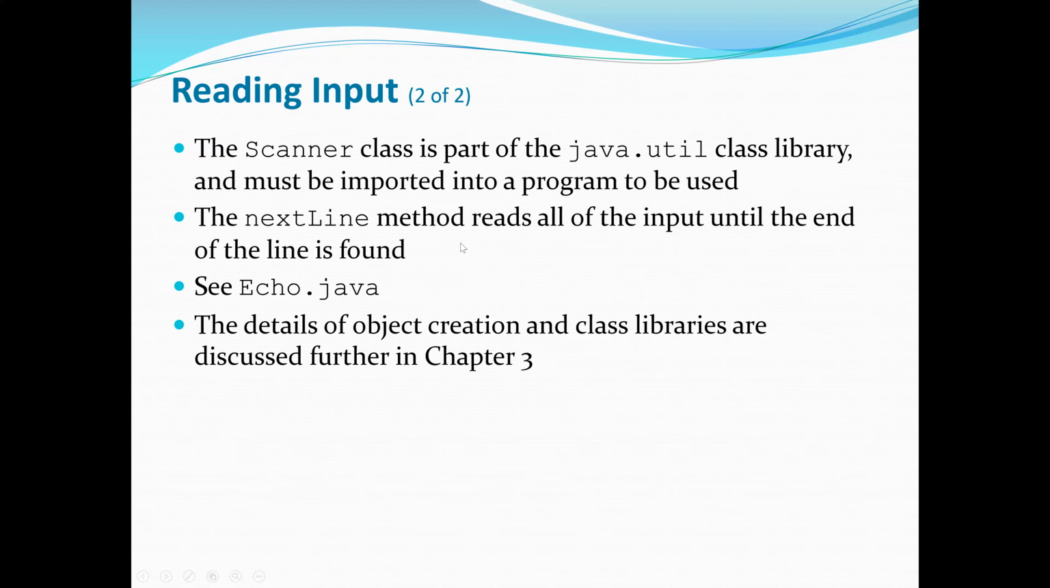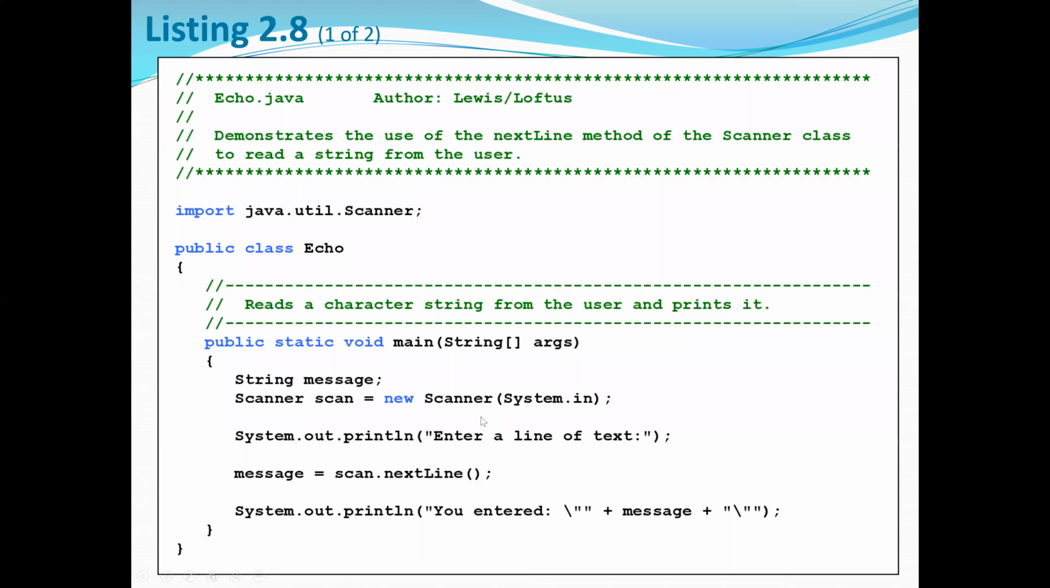And then the nextLine method also reads all of the input until the end of the line. So we shall see the example Echo.java. Also, we'll see details of object creation and the class library, which we are going to discuss in our course textbook chapter 3, and that will be in the next lectures. So let's see Echo.java. You can see the first thing we do, we import the package. Now in Java, if you want to import a package, you start with the keyword import, then the package name. Here the package name is util.